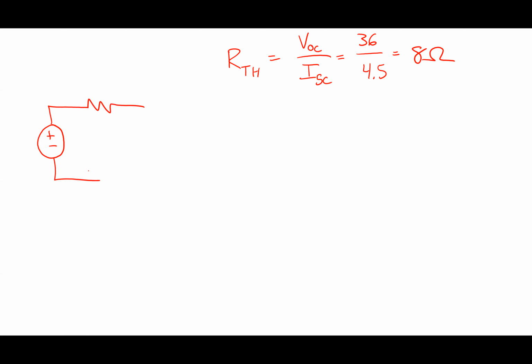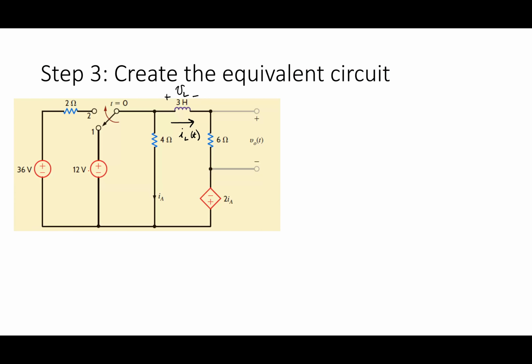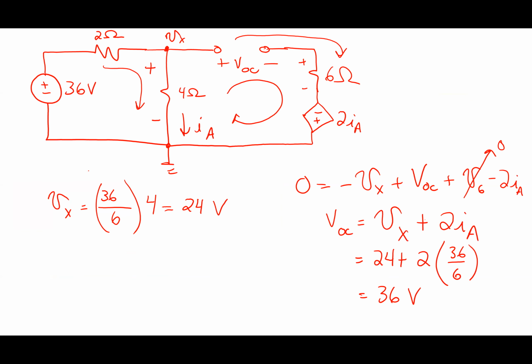So what we were trying to do is figure out the inductor current. Back to our original circuit, we've been doing this for so long, it's hard to remember what we were doing. We were reducing this thing down to an equivalent circuit like this, right? That's the equivalent circuit we're trying to get to.